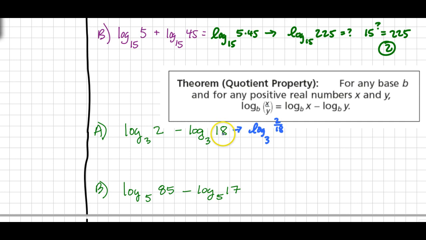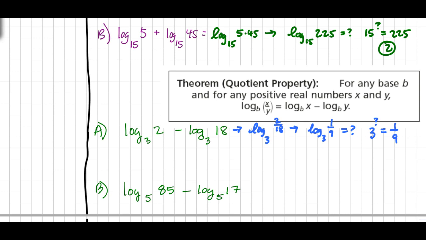It would definitely be more convenient if this said 18 divided by 2, but then that would be going in the wrong direction. So make sure you always do the first log divided by the second. We can go ahead and simplify that 2/18 into log base 3 of 1/9. So then when I rewrite that in exponential form, it's a base 3, the power I don't know, and I'm trying to get to a 1/9.